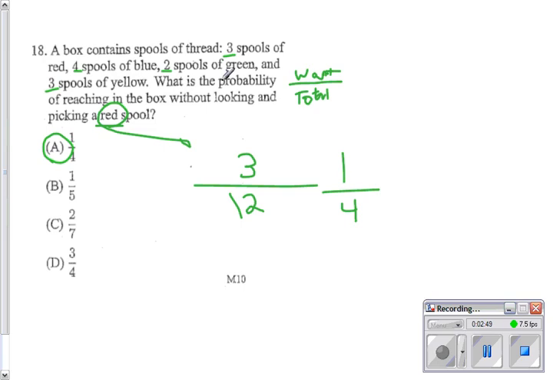So to recap right quick, in probability we want the outcomes we want to have over the total amount of outcomes on the bottom. And that total amount includes also the ones that you want. So we wanted 3 reds, which was 3, and then for the total we added the 3, 4, 2, and 3 together and came up with 12 total outcomes.